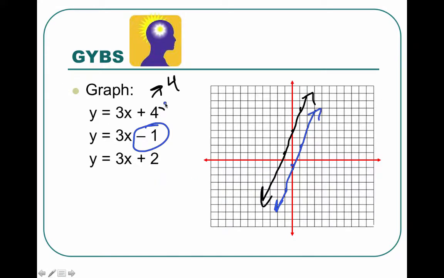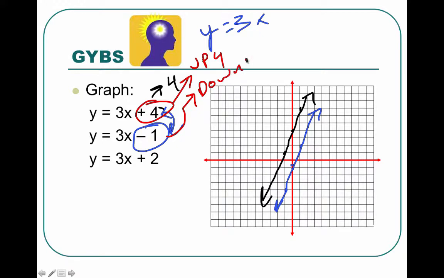So one could say that if you were to compare these to y equals 3x, this guy is y equals 3x except up 4. This guy is y equals 3x except down 1. This guy then, based on what we know, is probably y equals 3x but up 2. And I could go up to 2 and graph the line up 3, right 1. And I could get, boom, there you go. Not new material.